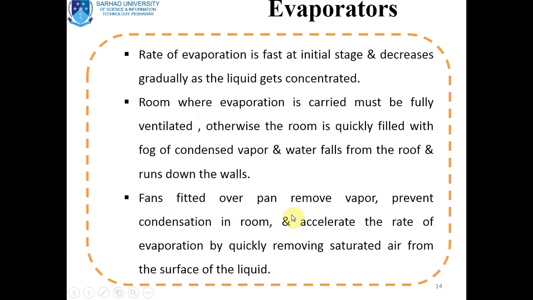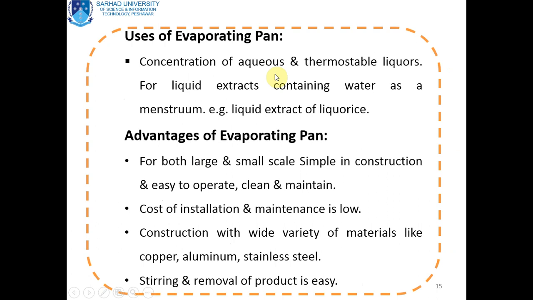Fans fitted over the pan remove vapor, prevent concentration in the room, and accelerate the rate of evaporation by quickly removing saturated air from the surface of the liquid. For this purpose, in order to remove the condensation in the room, fans are fitted over the pan to remove the vapor. This is our evaporating pan.